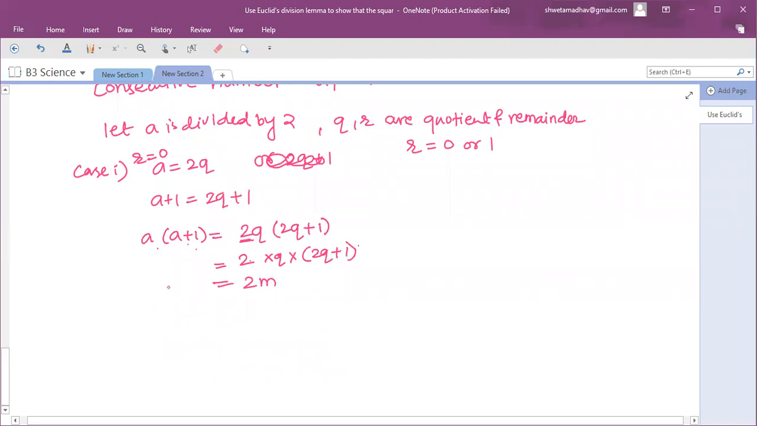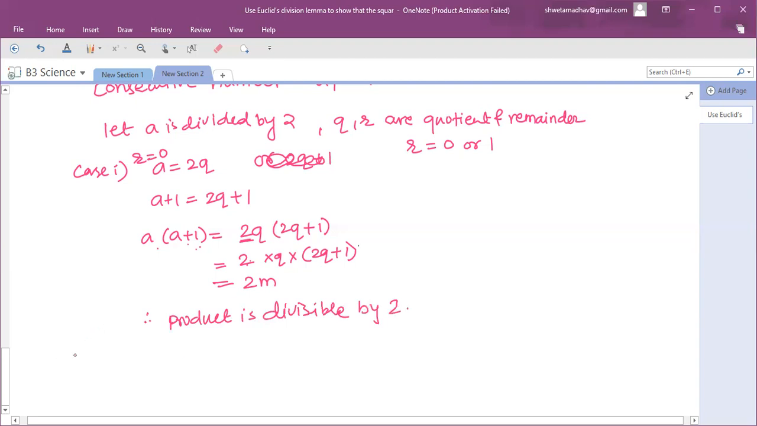2 is a factor of this product, ma'am. Yes, 2 is a factor of this product because we can write its factors as 2 into Q into 2Q plus 1. These are the three factors. So 2 is a factor of this product. If 2 is a factor of this product, that means what? This product is divisible by 2. So therefore, the product is divisible by 2.